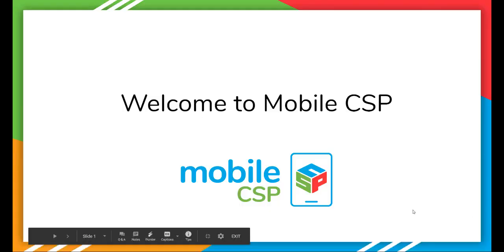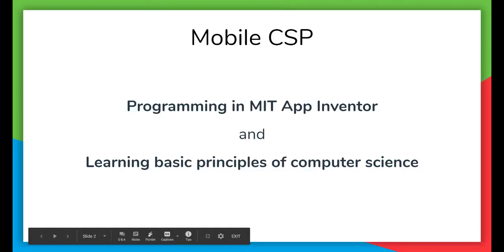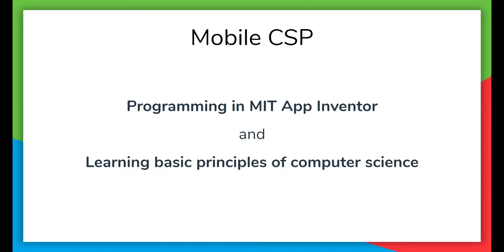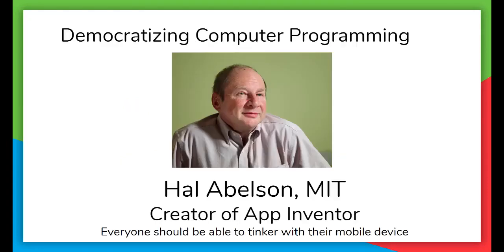Welcome to Mobile CSP. Mobile CSP is two things. It's both programming in MIT's App Inventor programming language, and it's learning about the basic principles of computer science. The MIT App Inventor language was created by Hal Abelson, who believes in democratizing computer programming, and he wanted to create App Inventor so that everyone could be able to tinker with their mobile device.